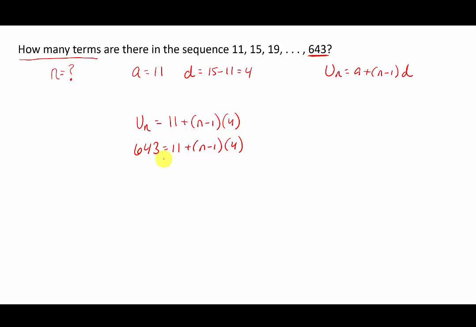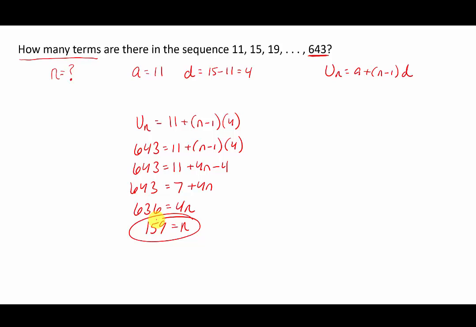Okay, and now we can solve this, and you have some options algebraically. What do you want to do first? I'm not going to spend a lot of time on the math because algebraically we should be okay with that. So review that if need be. I'm going to distribute this 4, which is going to give me 4n minus 4. When I combine like terms on my right side, I am going to get 7 plus 4n. And then of course I'm going to subtract 7 from both sides, which is going to give me 636 is equal to 4n, and when I divide by 4, I'm going to get 159. So it took 159 terms to get to a value of 643.